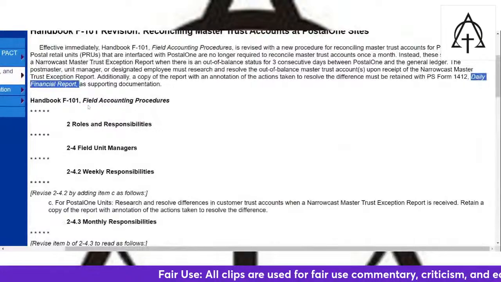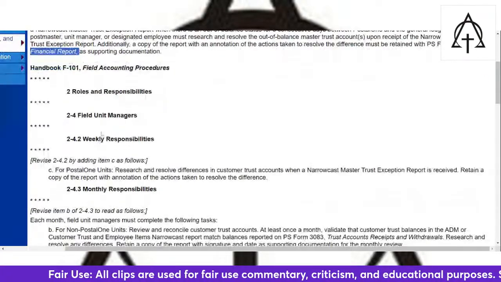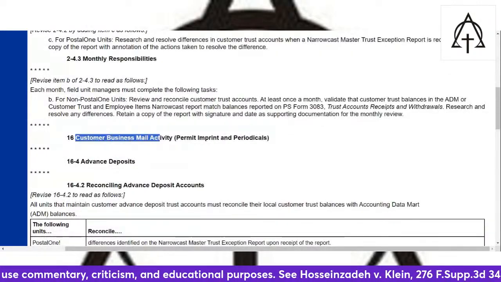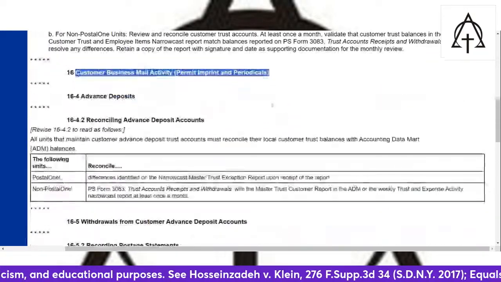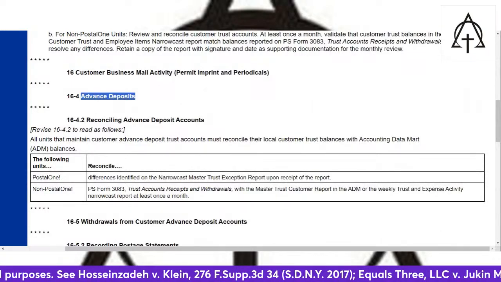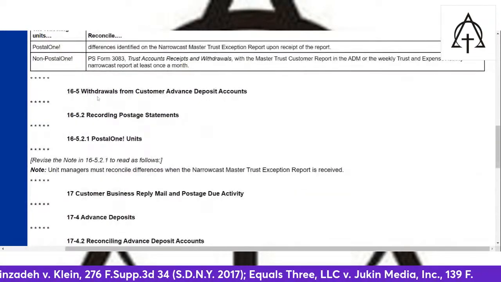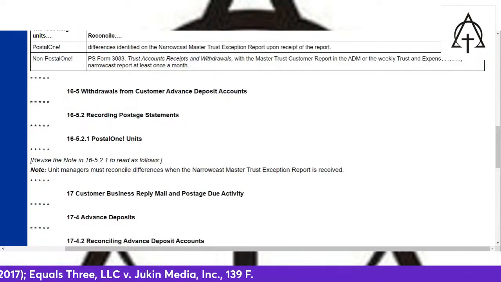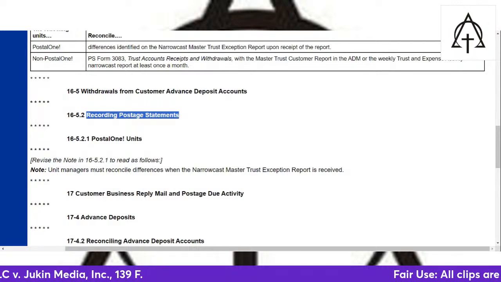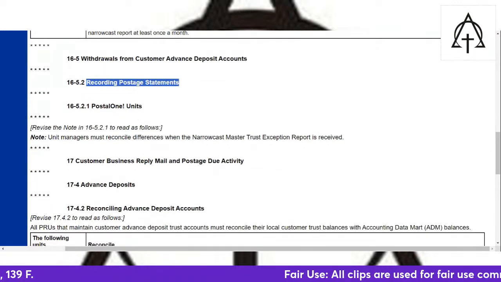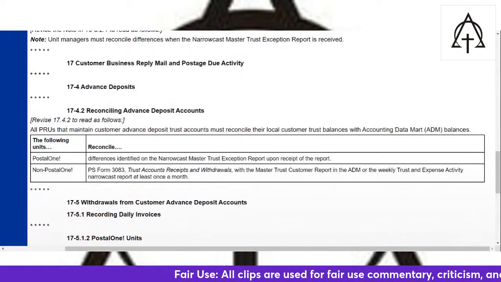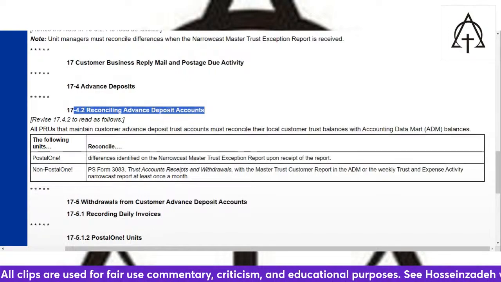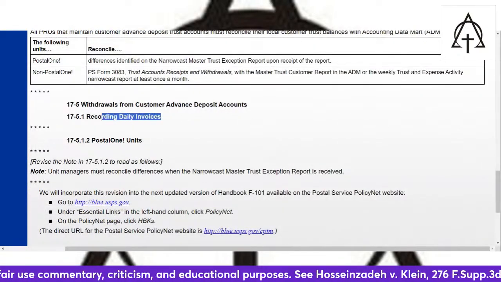And then the little field accounting procedures: roles, responsibilities, field unit managers, weekly responsibilities, monthly responsibilities, customer business mail activity, permit, imprint, and periodicals, advance deposits, reconciling advance deposit accounts, withdrawal from customer advance deposit, recording postage statements, Postal 1 units, customer business reply mail and postage due activity, advance deposits, reconciling advance deposits, withdrawal from customer, recording daily invoices.